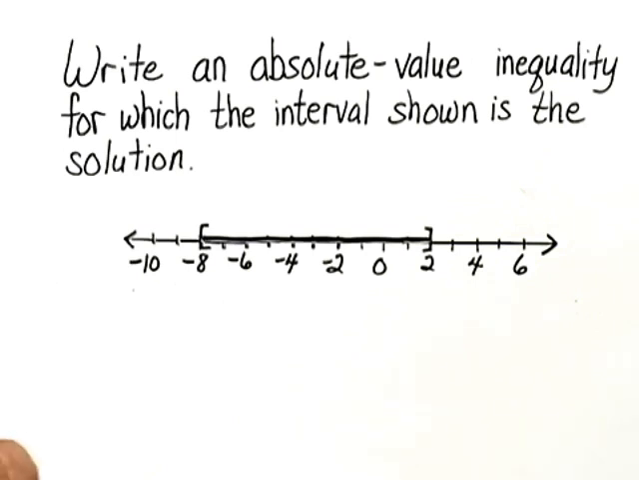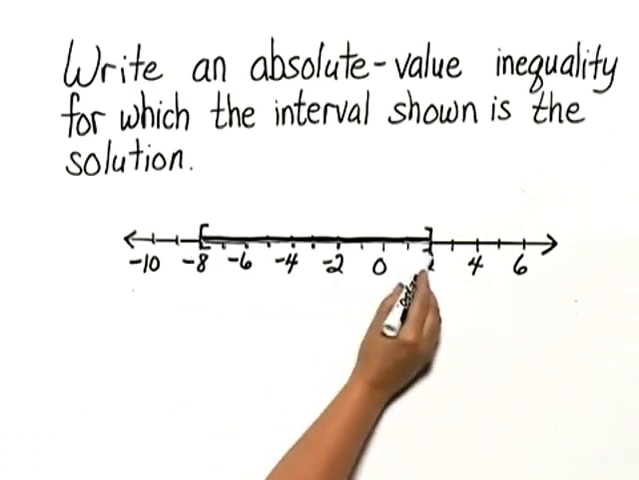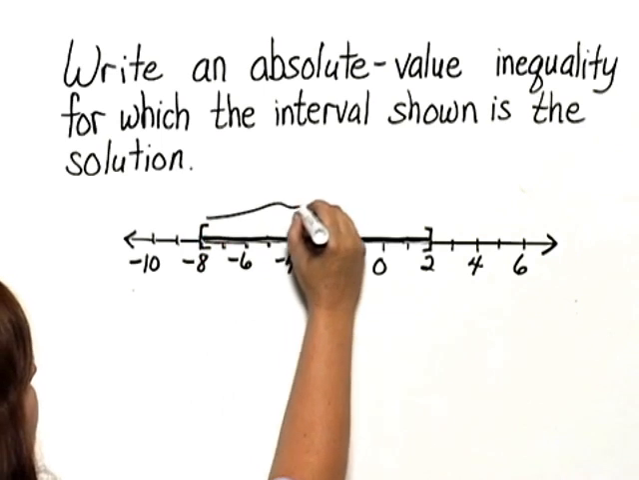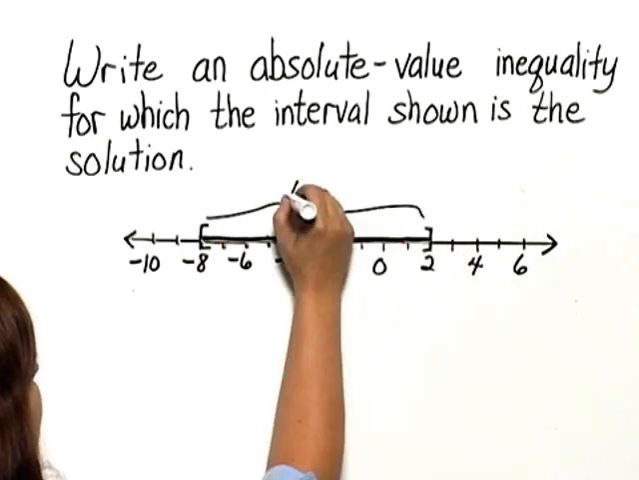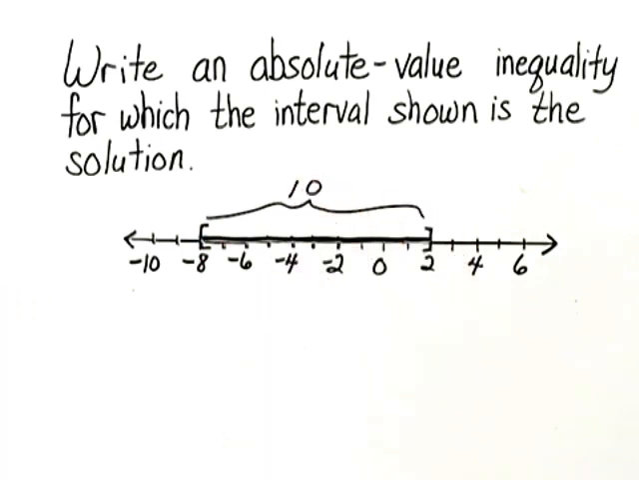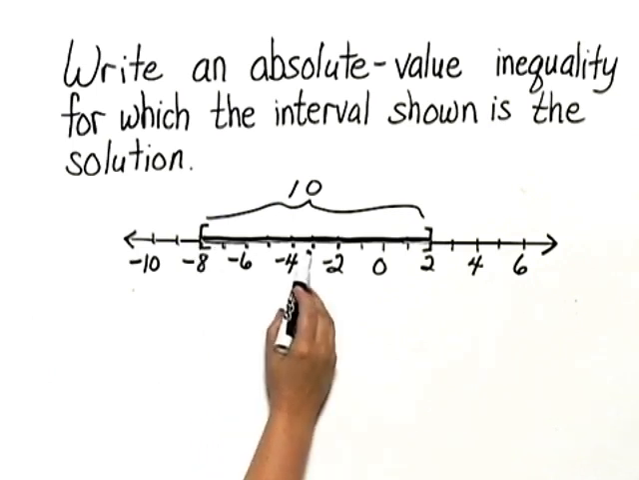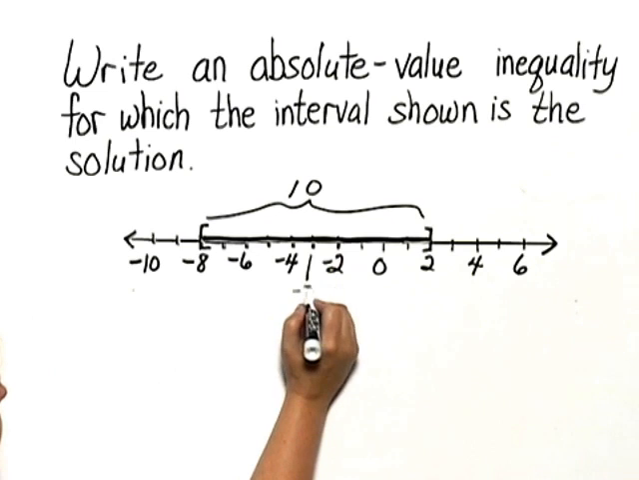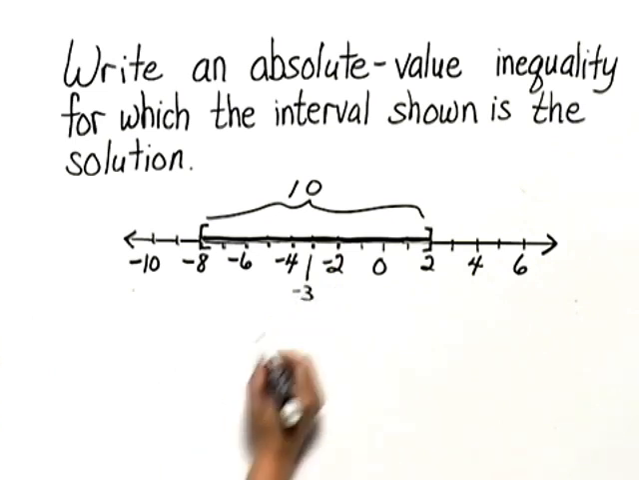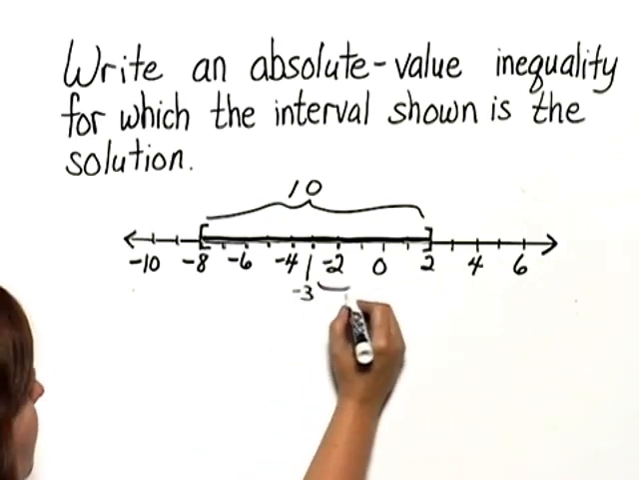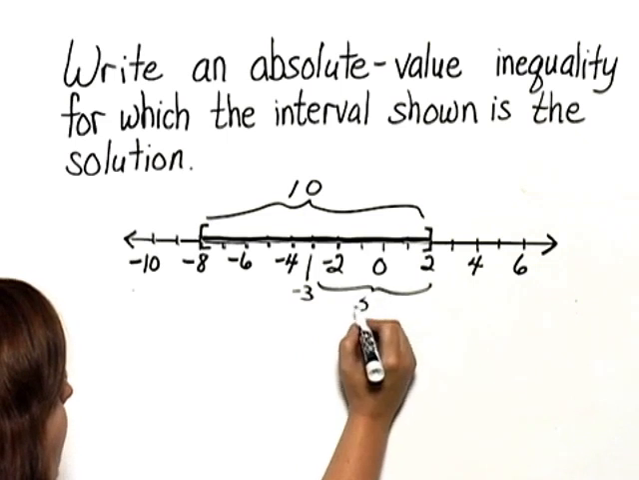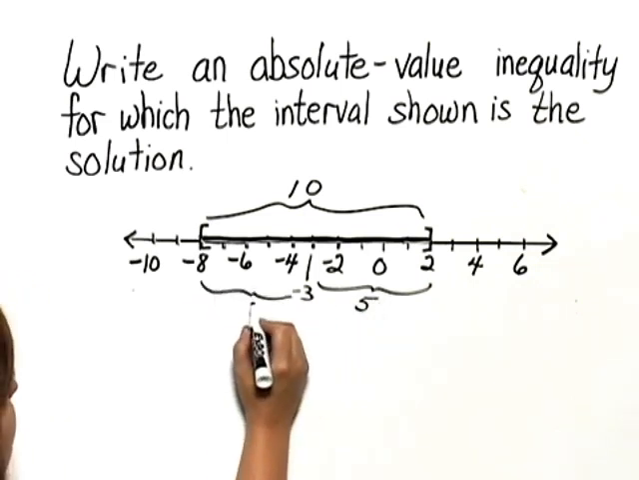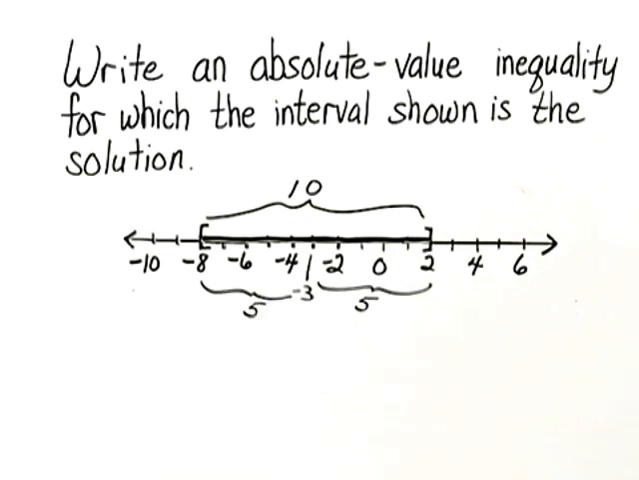Well, let's look at this and see how long this is. This is a 10-unit interval. That's 10 units. And what's the middle of the interval? Well, 5 units up from this side and 5 units down from this side brings us to -3. That's the center. And 2 is 5 units away from -3, and -8 is 5 units away from -3.